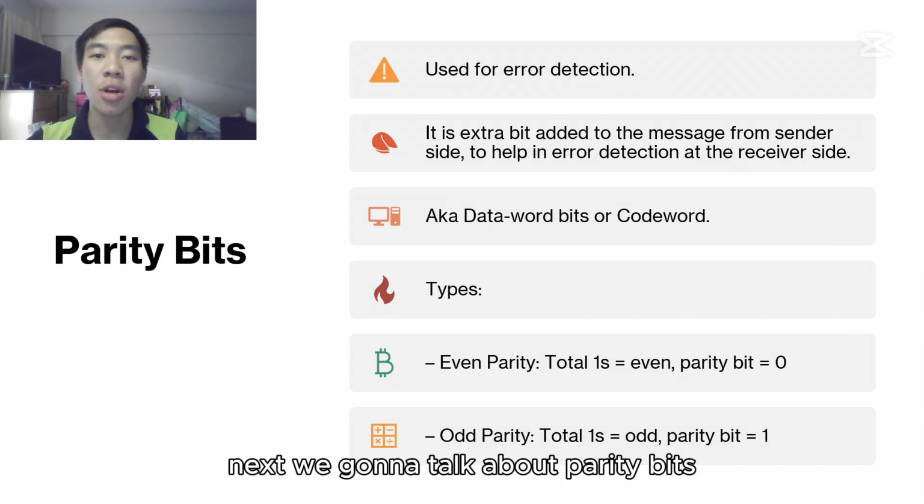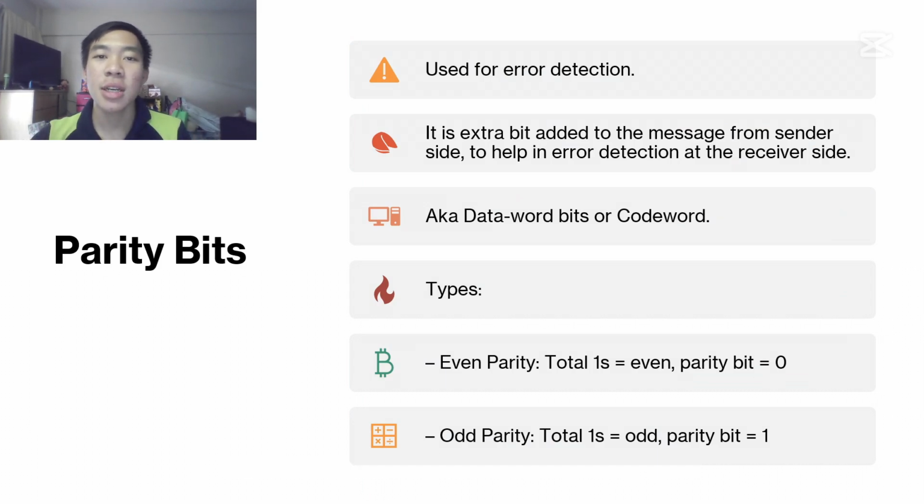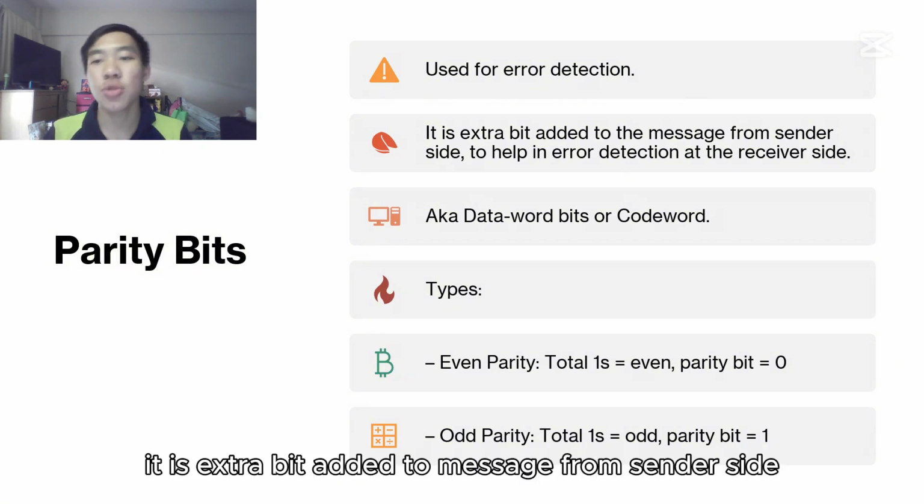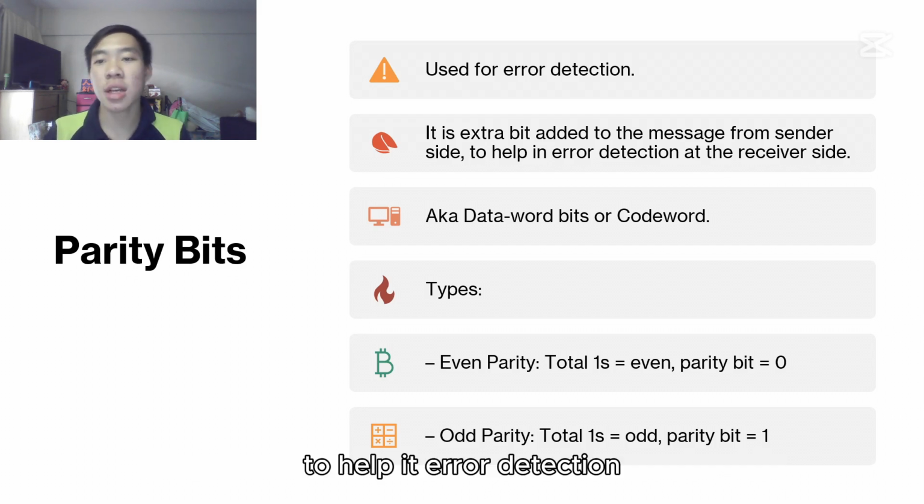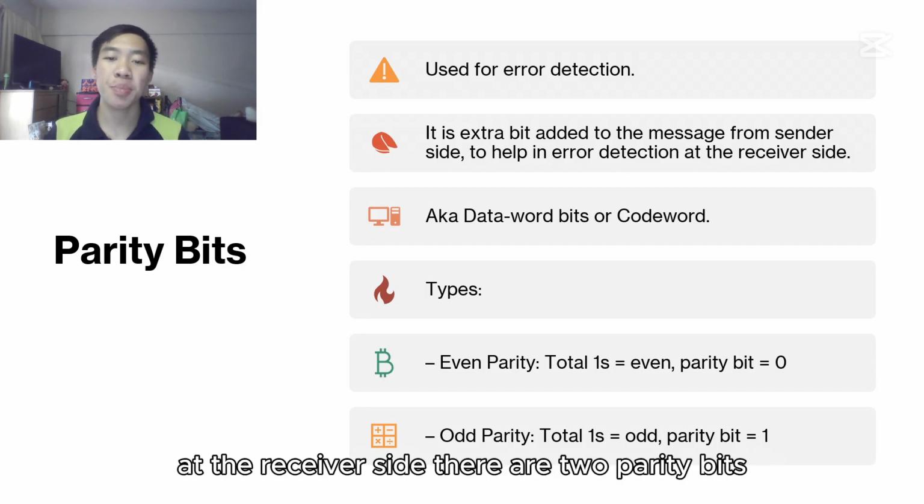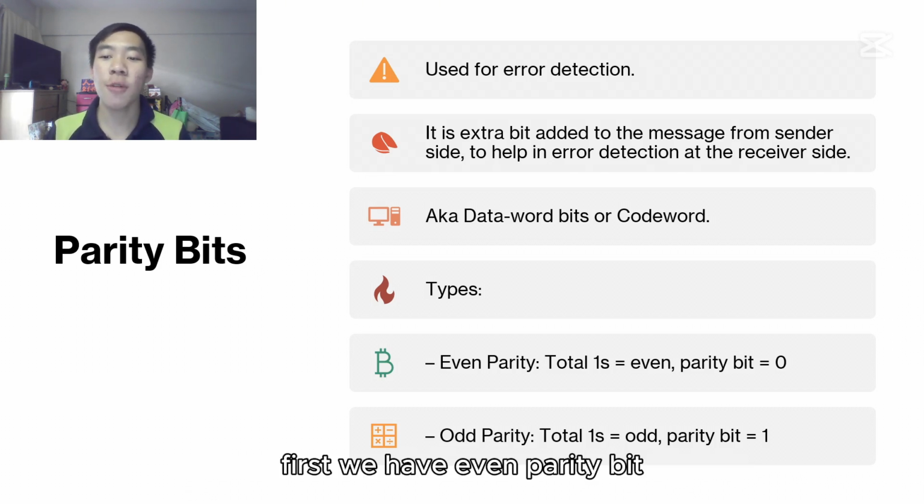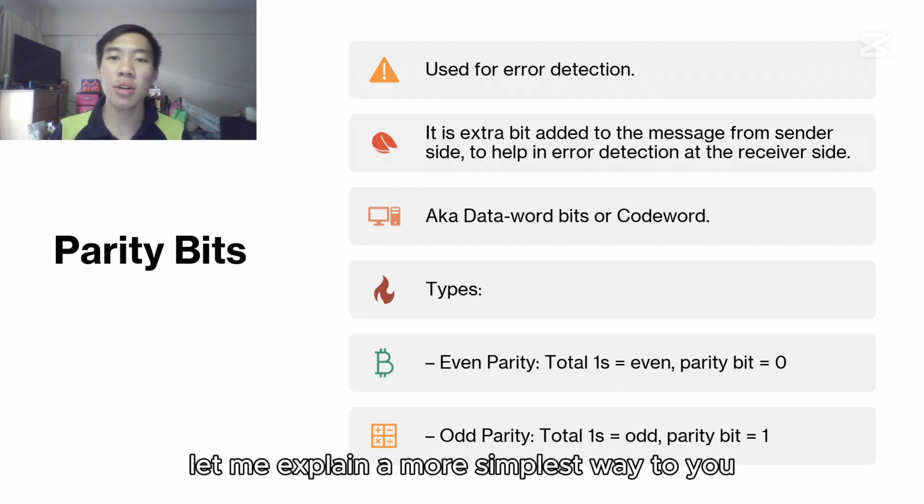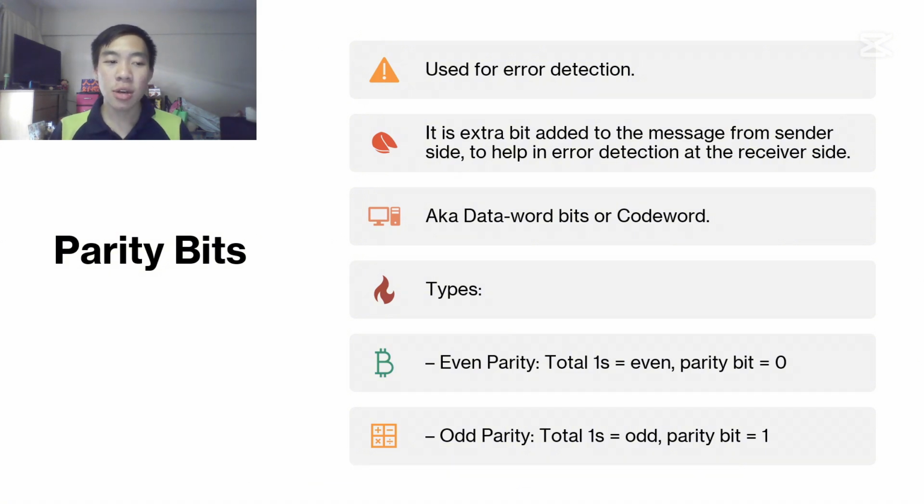Next, we're gonna talk about parity bits. Used for error detection, it is an extra bit added to the message on the sender side to help with error detection at the receiver side. There are two parity bits. First, we have the even parity bit. Second, we have the odd parity bit. Never mind, let me explain it in a simpler way.